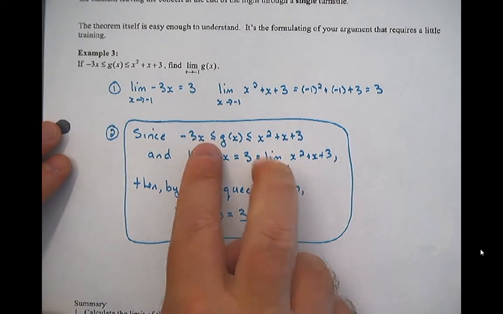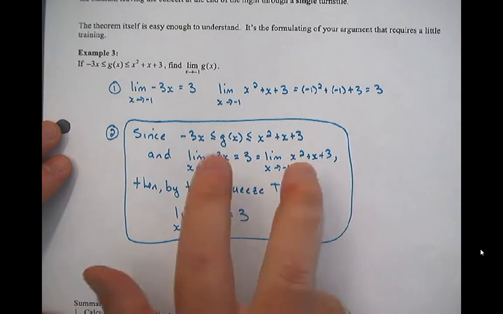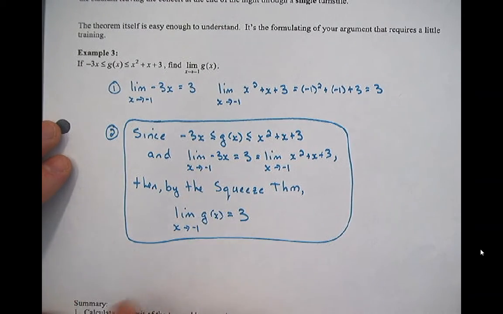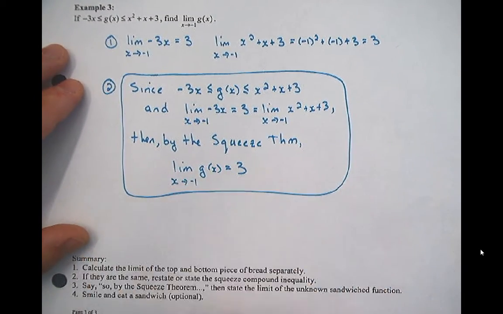We've shown that g falls between these two. We've shown that the limit of these two is 3. So then, referencing back to the squeeze theorem, the theorem that we're using, we can say that we know that the limit must be this.